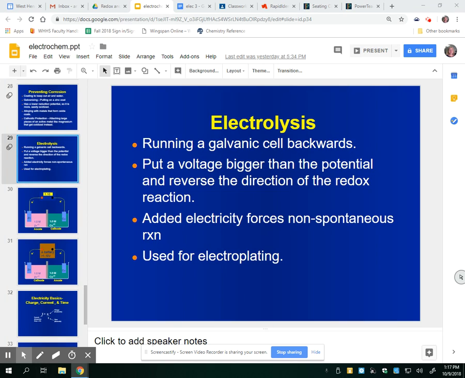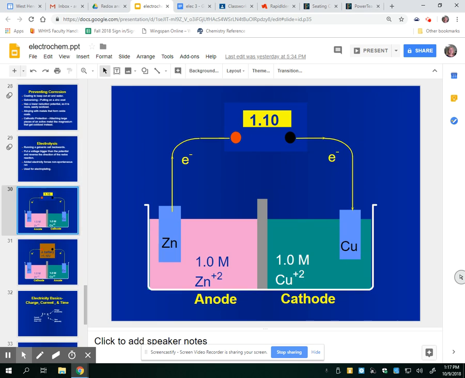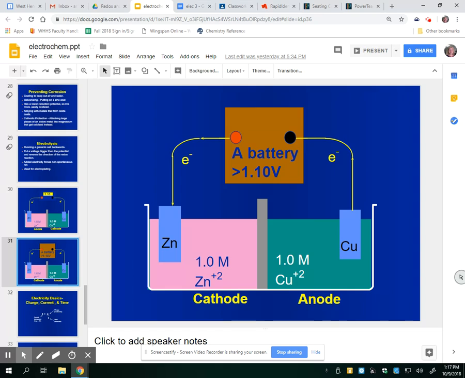So if we look at the diagram of a galvanic cell, so again, these are our spontaneous ones, we have electrons flowing from our anode to our cathode. This is that zinc copper battery that you guys built, and we have a little voltmeter that's reading 1.10 volts. If we, instead of the voltmeter, put a battery on there, we can turn this into an electrolytic cell. Now, the battery has to have a voltage greater than that 1.10 volts to force the electrons to move the other direction.